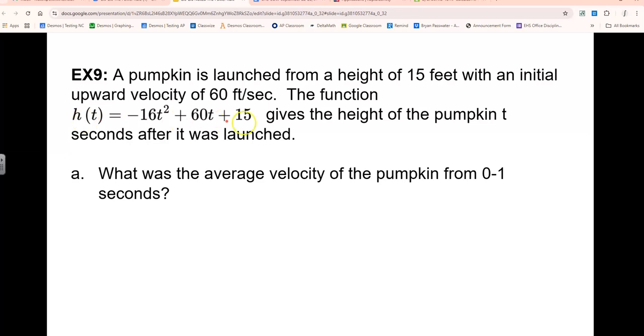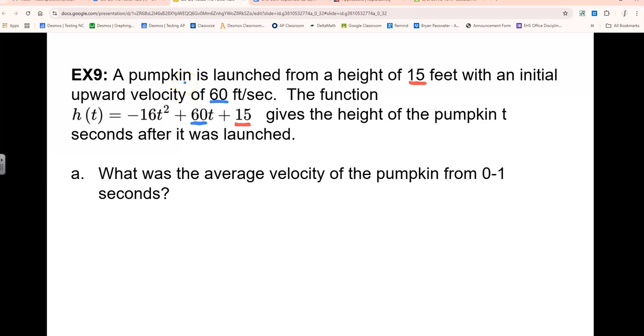So this equation right here gives the height of the pumpkin t seconds after it was launched. You'll notice that the initial height is this number added over here at the end. You may also notice that the initial upward velocity is the number next to your t. That's always the case. And then that negative 16t squared is always the same because that comes from your acceleration due to gravity right there. So we could do this for lots of different situations, but they've given us this particular situation.